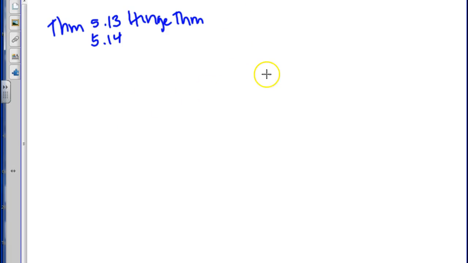So let me draw you a picture of that hinge theorem. I don't know if that's a very good picture. Let me just try again here.